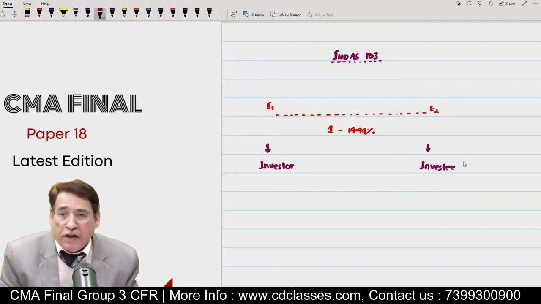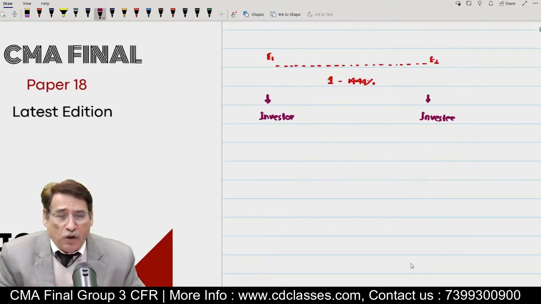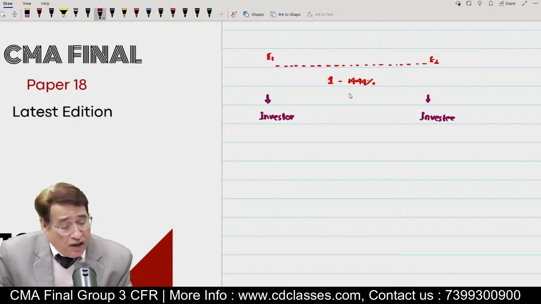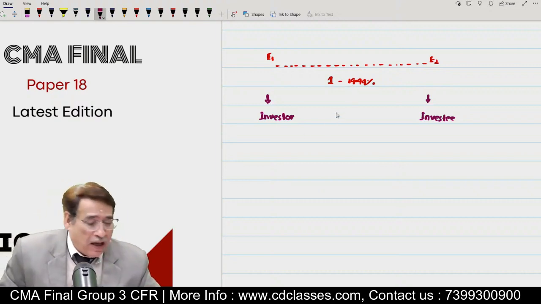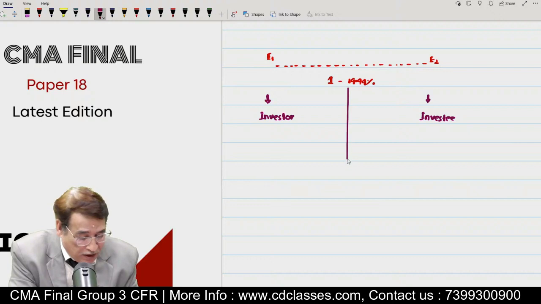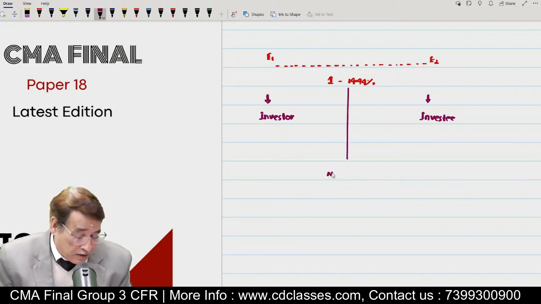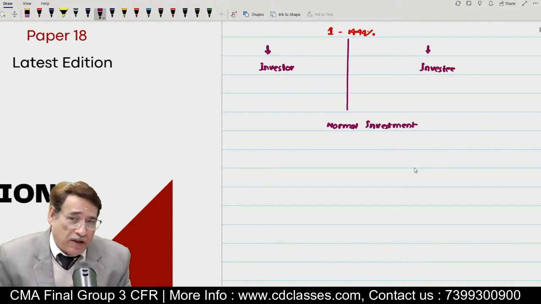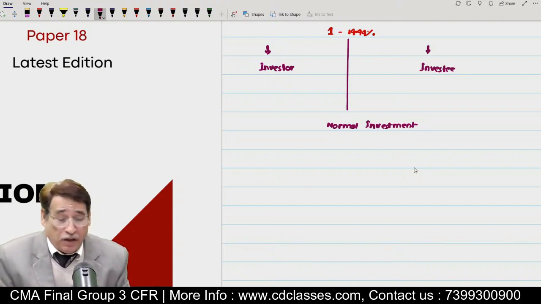Investee entity. Now I told you, if my investment in the other entity is between 1 to 19.99%, then generally such investments are considered as normal investments. Is it clear to you? If my investment range is between 1 to 19.99%, such investments are considered as normal investments.